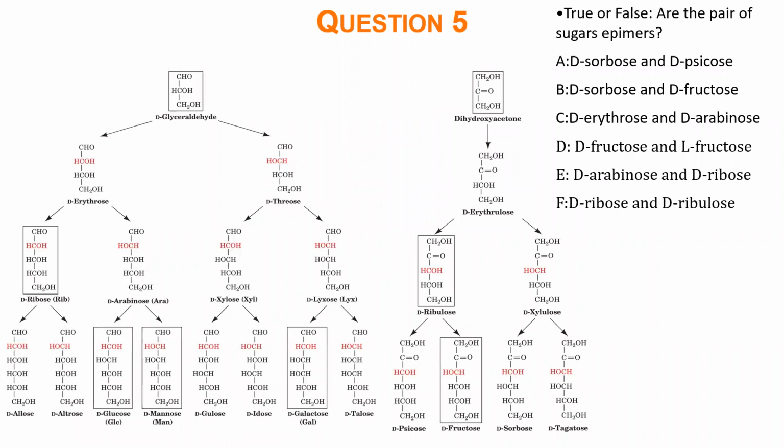Question 5 deals with epimers. This is true or false. So I have a poll for this. Remember, an epimer is only different at 1 chiral carbon. So see if you can figure out these true and falses. I'm going to put up the poll.